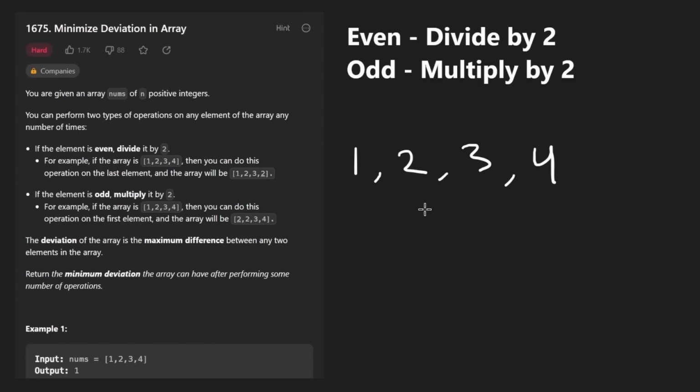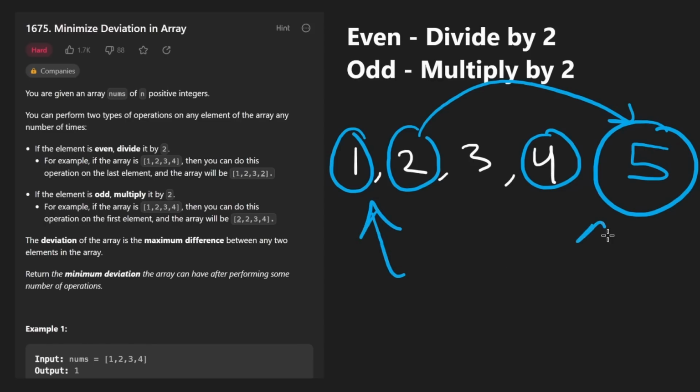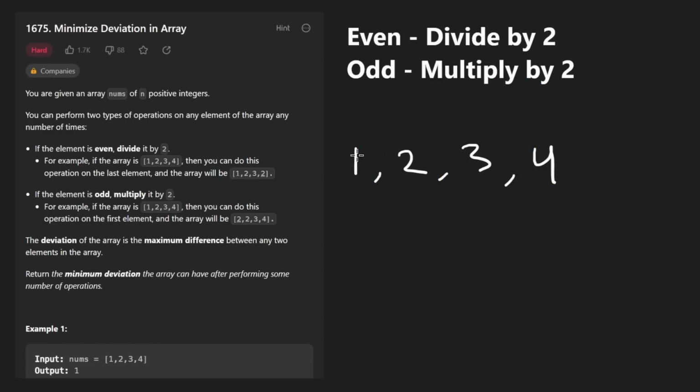Well, obviously, us changing maybe the 2 or the 3, that's probably not going to decrease the difference between 1 and 4. If anything, that'll end up increasing it. Maybe if we make this a bigger number like 5 or something, then the maximum difference is even bigger. So probably we want to operate either on the minimum or on the maximum. So that's one observation, and this is probably the trickiest observation that you have to make.